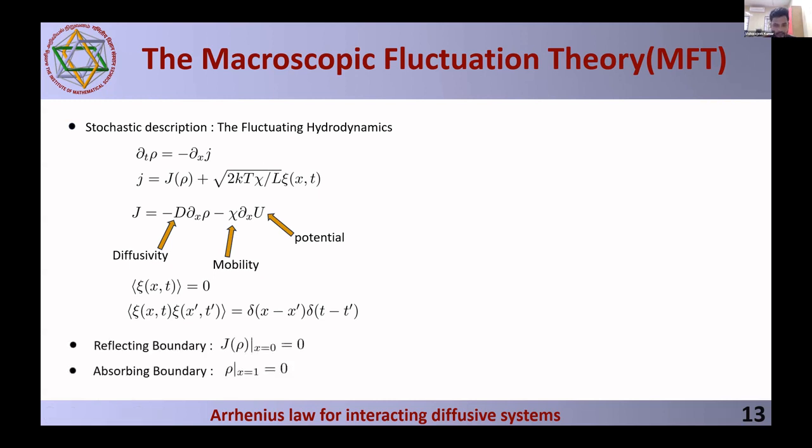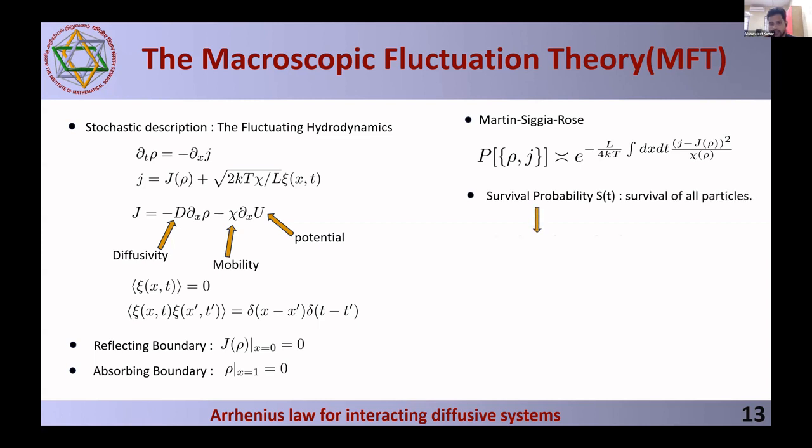Also, as I described in my setup, we have a reflecting boundary at x equal to 0, and this translates to the current being 0 at x equal to 0, and the absorbing boundary at x equal to 1 translates to the density being 0 at x equal to 1. Now one can use the Martin-Siggia-Rose formalism to find the probability of observing a particular density and current profile. And after having got this probability, one can find the survival probability of all the particles.